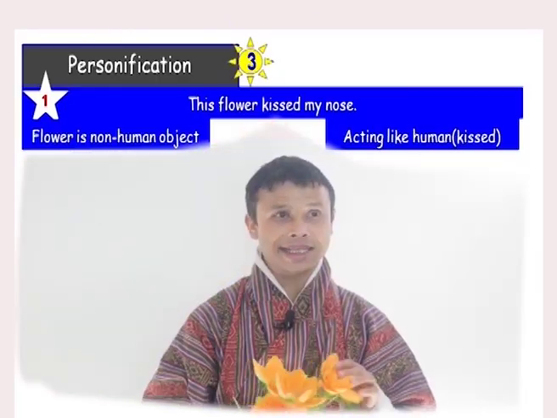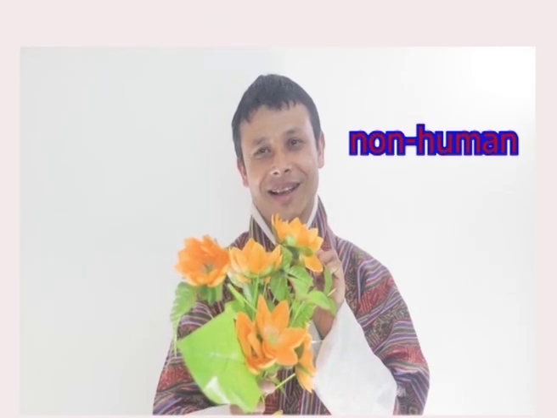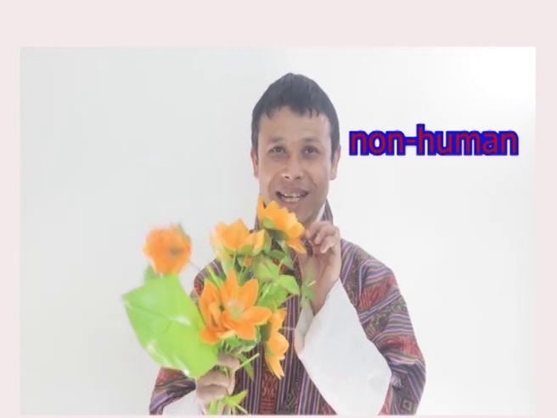This flower is a non-human object, and it is now acting like a human. It just kissed my nose. First example of personification. Let's go to the second example.